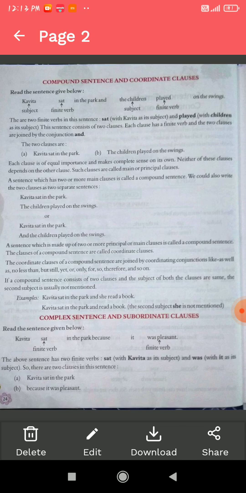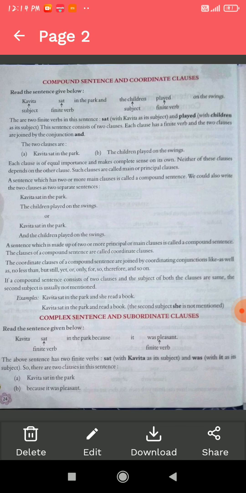Now see the example: Kavita sat in the park and the children played on the swing. This is a long sentence, but it has two clauses, because, as we discussed, a clause has a subject, verb and phrase. These two clauses are joined by the coordinating conjunction "and". The first is Kavita sat in the park, and the next clause is the children played on the street. Each clause is of equal importance and makes complete sense.